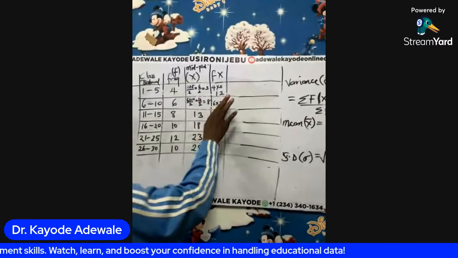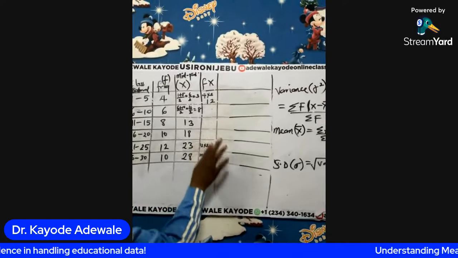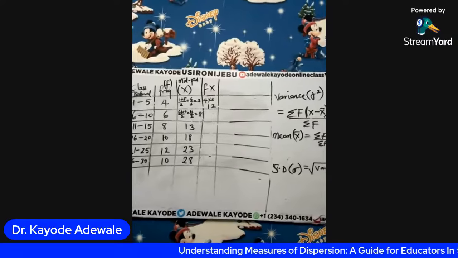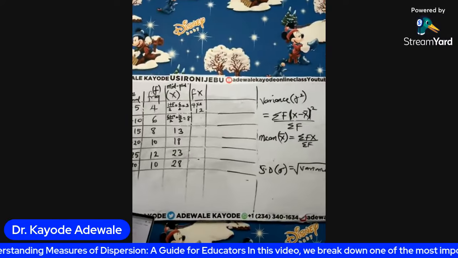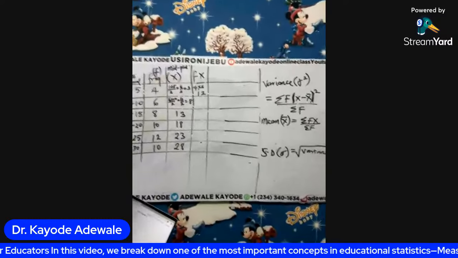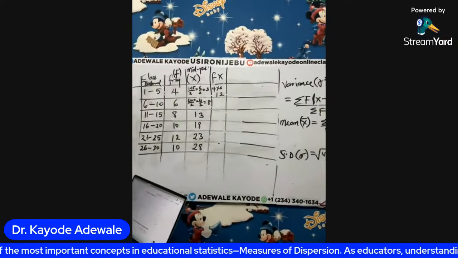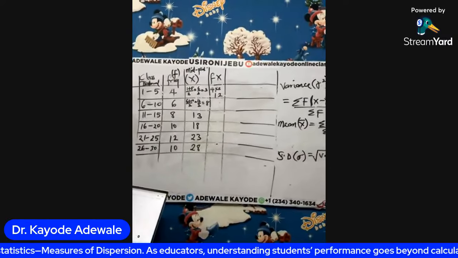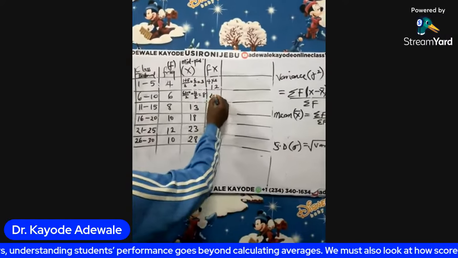Without wasting much of our time, I'm going to clean this. Since I've shown you how to get it, I'll just clean this. So 6 multiplied by 8, that's 48. Let me fix this so that you can hear me clearly. So we have this as what? 6 multiplied by 8, that is 48.